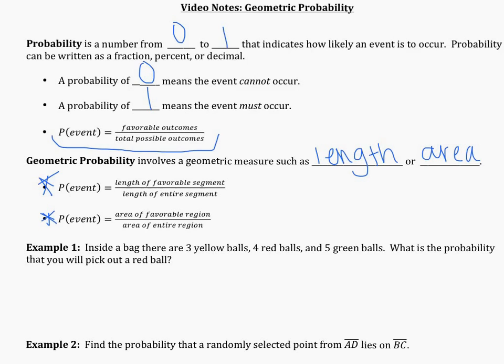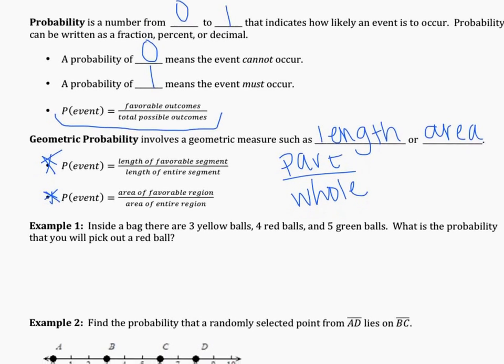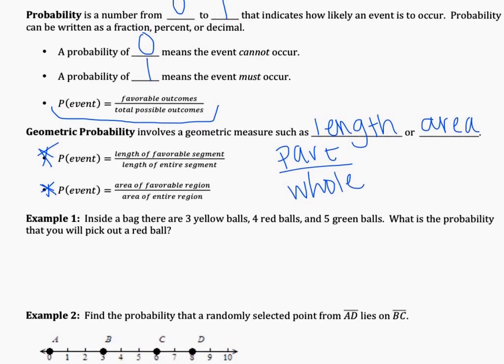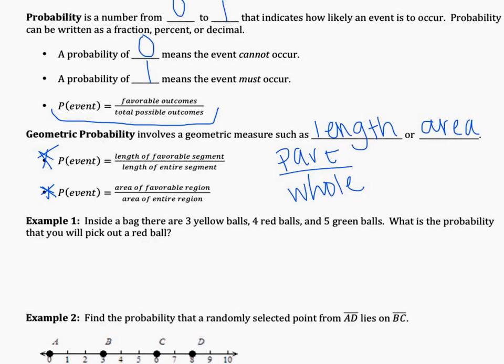You will see me write this as part divided by whole. Instead of having to memorize all three of these, you can just memorize the one, part over whole. You'll see me write that a lot. Okay, so let's look at our examples down here. Our first example says, inside a bag there are 3 yellow balls, 4 red balls, and 5 green balls. What is the probability that you will pick out a red ball?